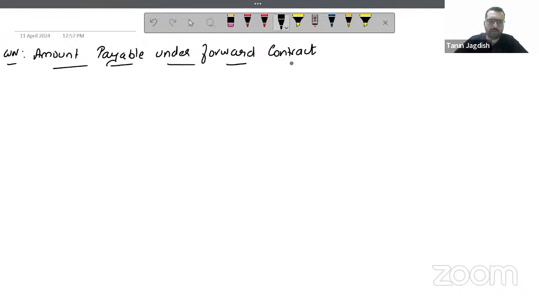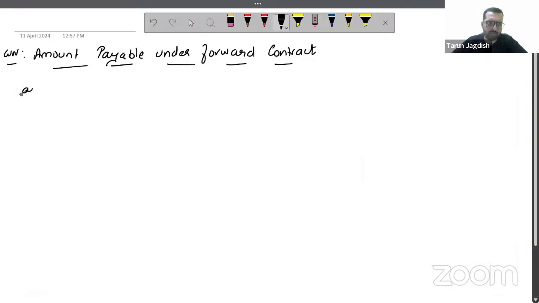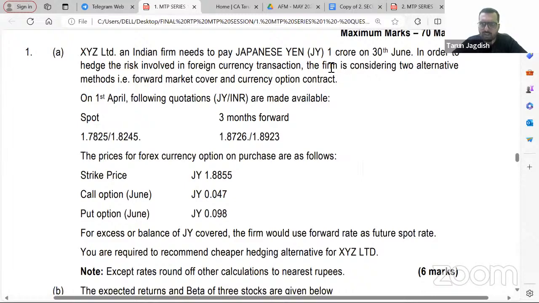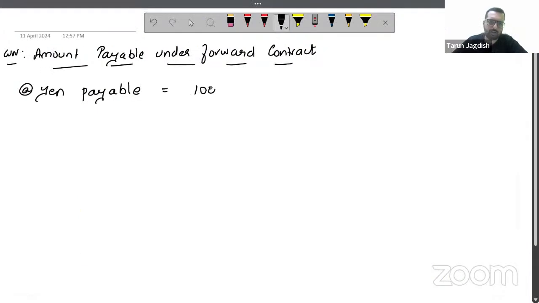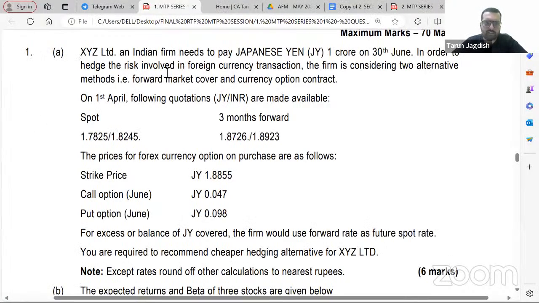Under forward contract. All right. So now tell me, if I'm doing it under forward contract, first I will write down the yen payable. Everyone tell me how much is the yen payable over here? 1 crore or 100 lakh yen is payable. Am I right? In order to hedge the risk involved in the foreign currency transaction.